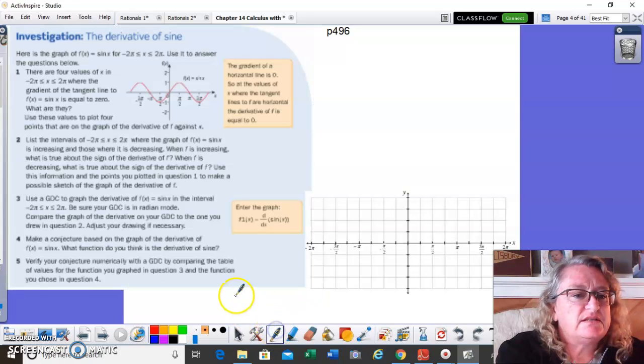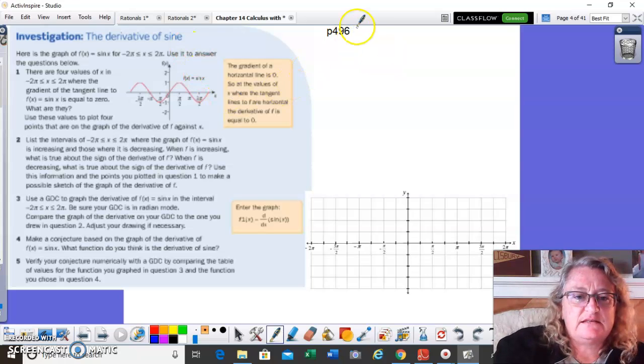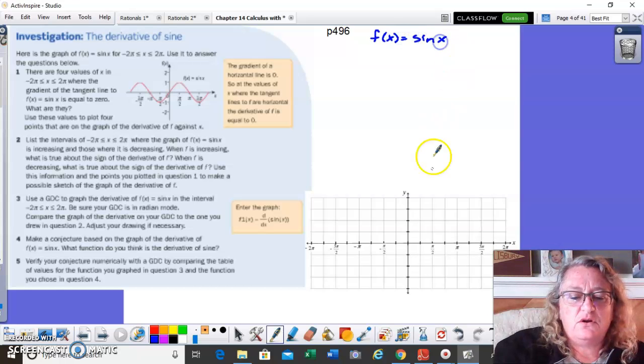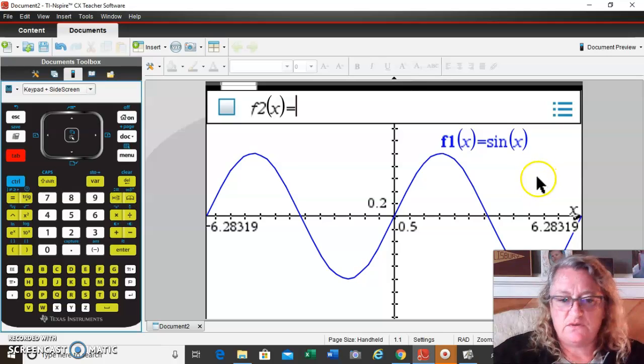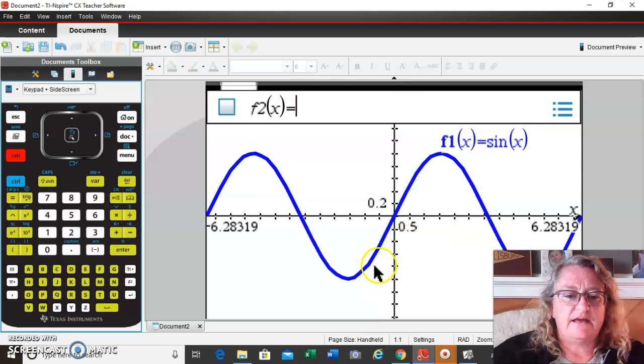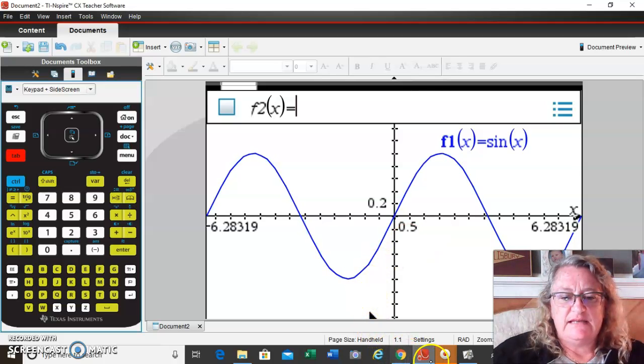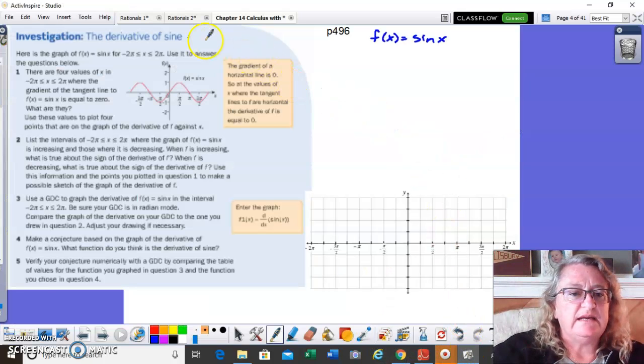So the first part says we have a function, and our function is f of x equals the sine of x, okay? So take your graphing calculator, and go ahead and put the function f of x equals the sine of x on your function. So there's mine on my Inspire. Okay, so that's my sine function, and the problem itself said to graph it between negative 2 pi and positive 2 pi.